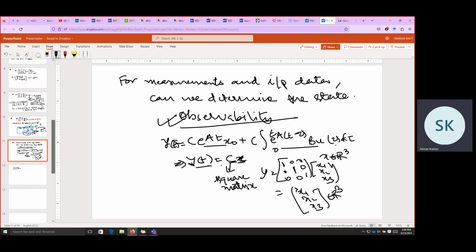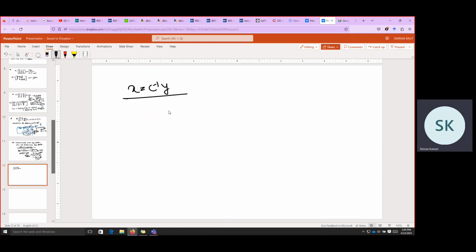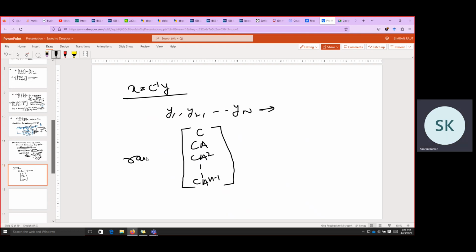But in general cases, the number of states is greater than the number of outputs. And in that case, we have to collect a number of observations, y1, y2, say yn, and relate them. We come to the condition of the observability matrix, which is C, CA, CA square, up to CA to the power n minus 1, and the rank of this matrix would be n.